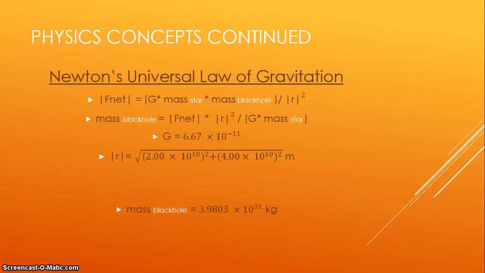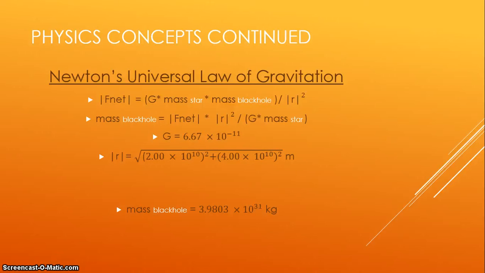Because Fnet is now known, the mass of the black hole can be determined via Newton's universal law of gravitation. The constant G is equal to 6.67 times 10 to the negative 11, while the magnitude of r squared is equal to the x position squared plus the y position squared. The mass of the star is known to be equal to 1.9890 times 10 to the 30th kilograms, and Fnet, as mentioned just before, is equal to 1.5112 times 10 to the 27 newtons. As a result, the mass of the black hole was found to be 3.9803 times 10 to the 34th kilograms.